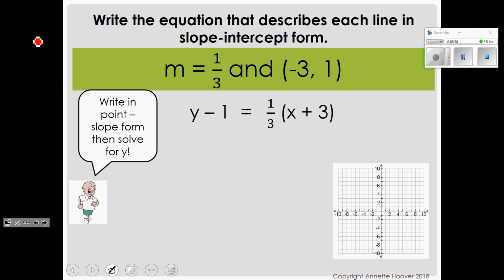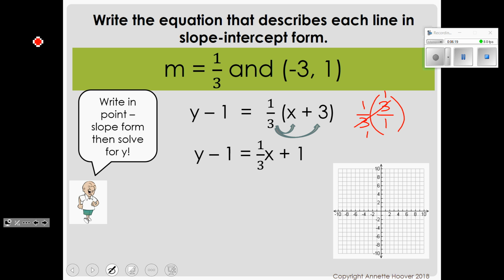This is just more practice where we plugged in the numbers to the point slope form. To do the distributive property, we're going to do the 1/3 times the x and the 1/3 times the 3, which again works out very nicely when you do 1/3 times 3 over 1. Everything cancels out and it's just plus 1.